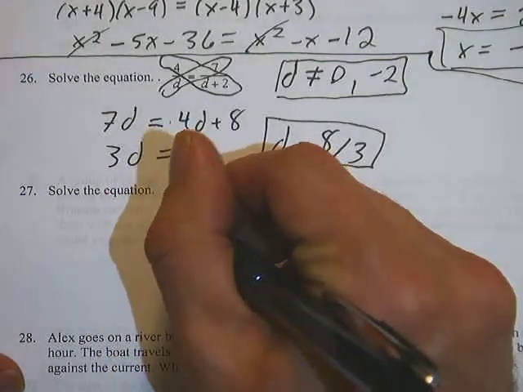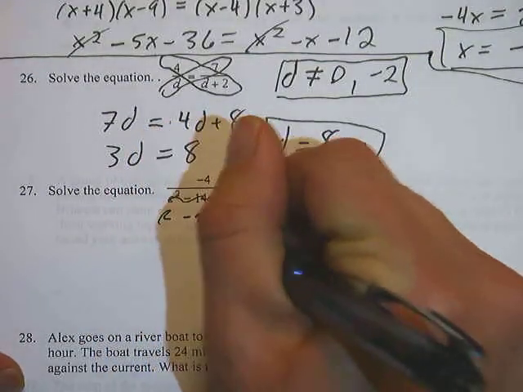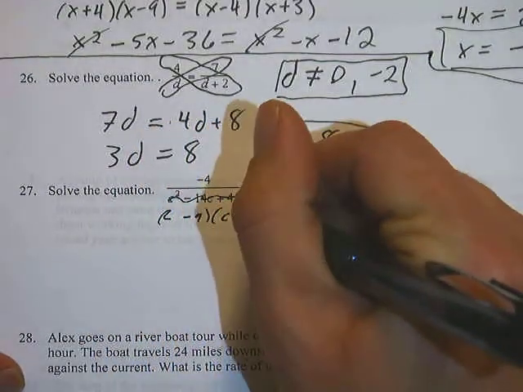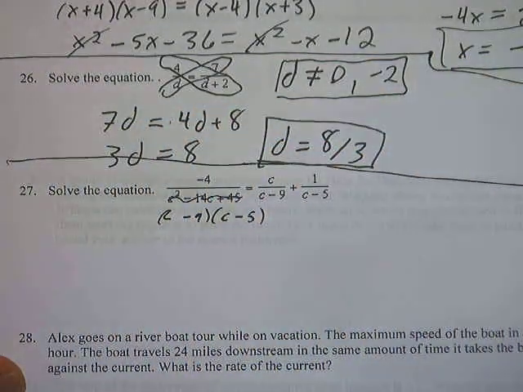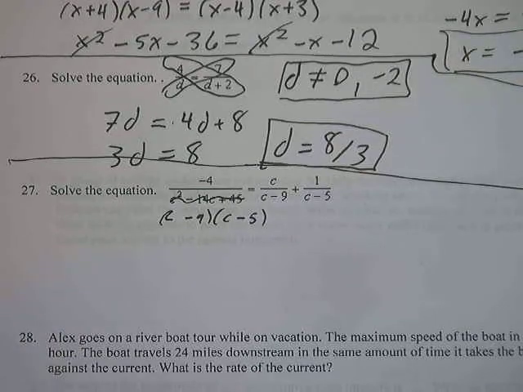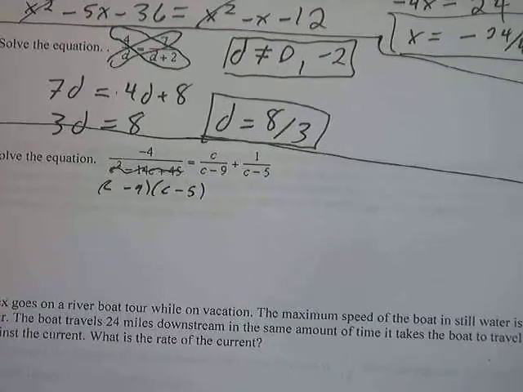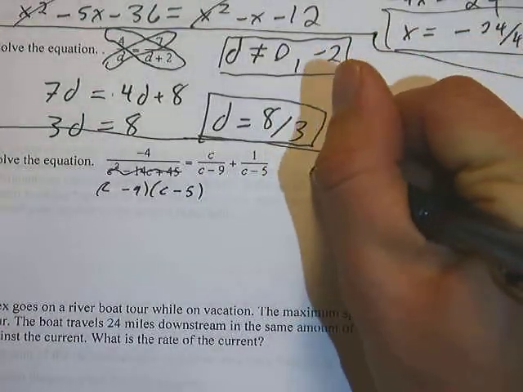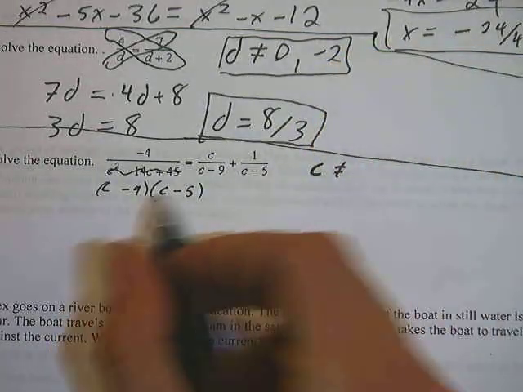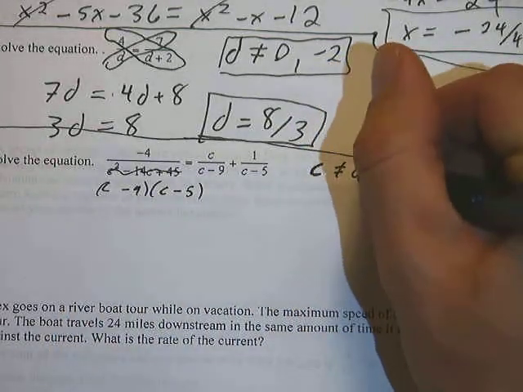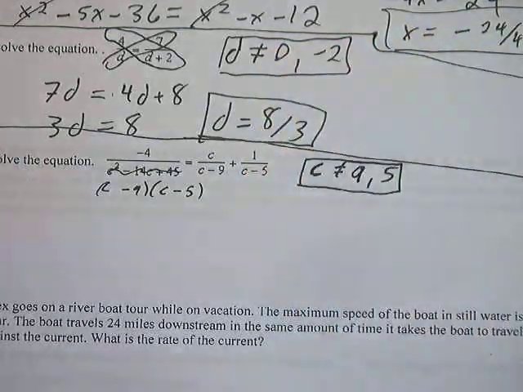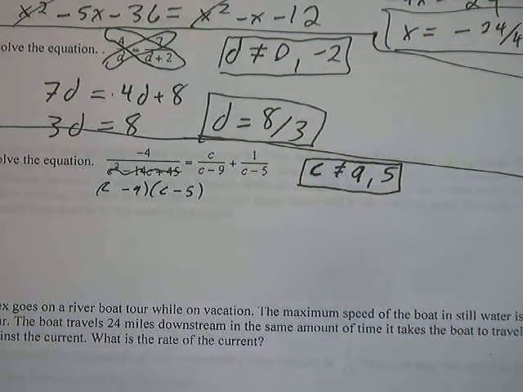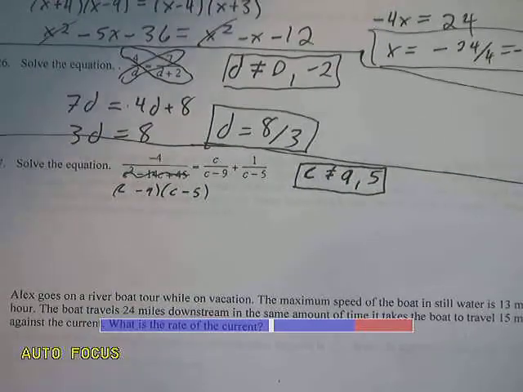Number 27 has two restricted values, because when you factor this thing, you've got yourself C minus 9 times C minus 5. So the two restricted values, what D cannot equal, or sorry, C, we're going to say C cannot equal positive 9 or positive 5.